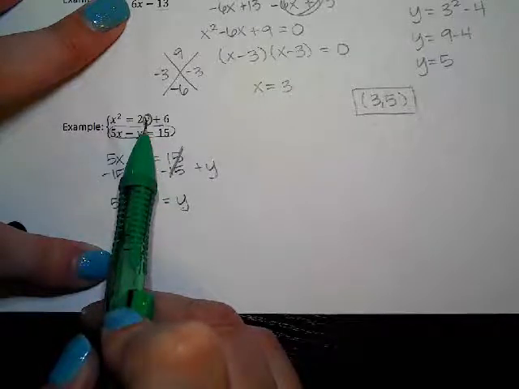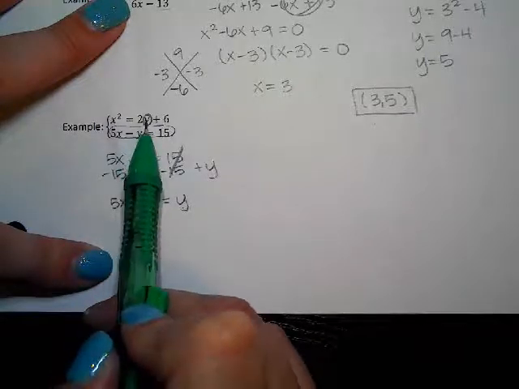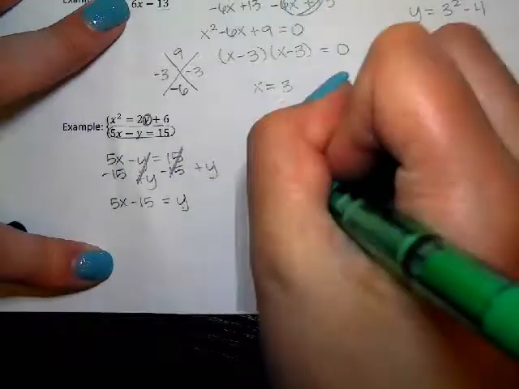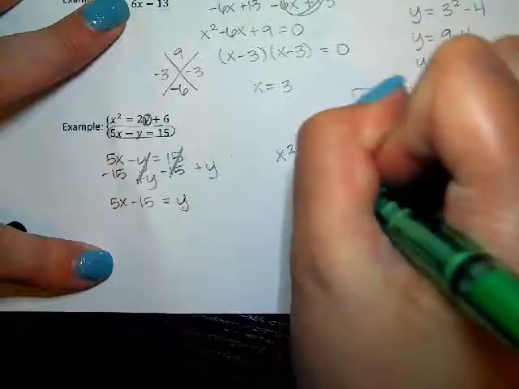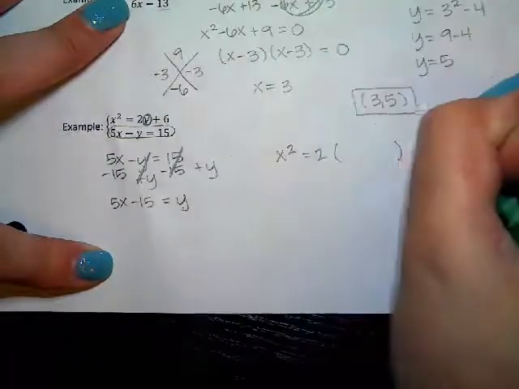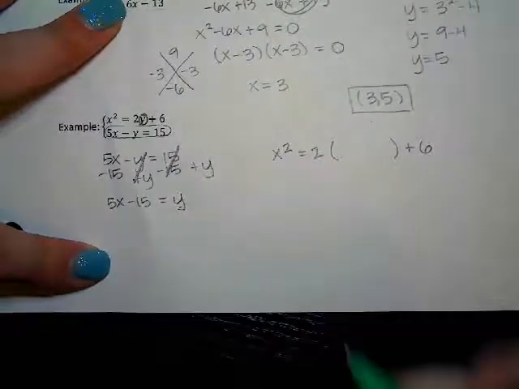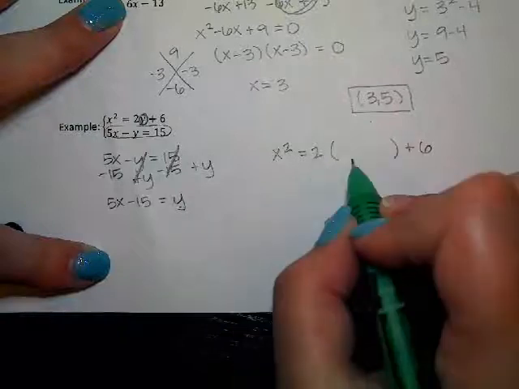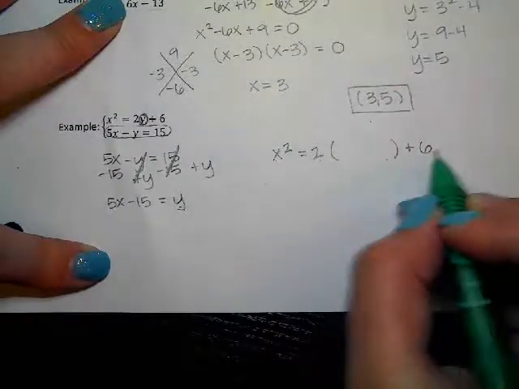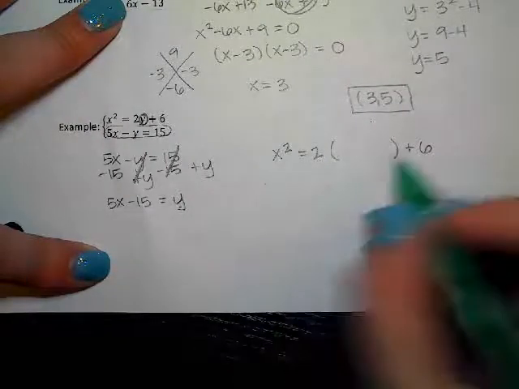Okay, so I'm going to write x squared equals 2. I'm going to replace the y. And I'm going to write plus 6. So x squared equals 2, I'm going to replace the y plus 6. And then what am I replacing y with? 5x minus 15. Okay.